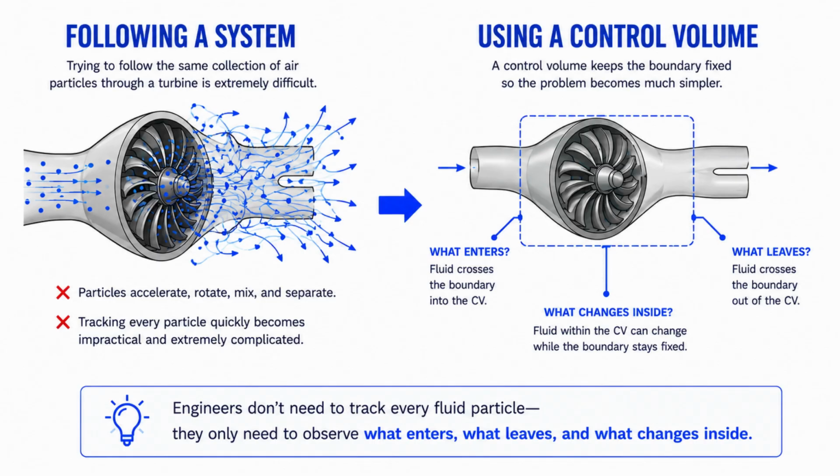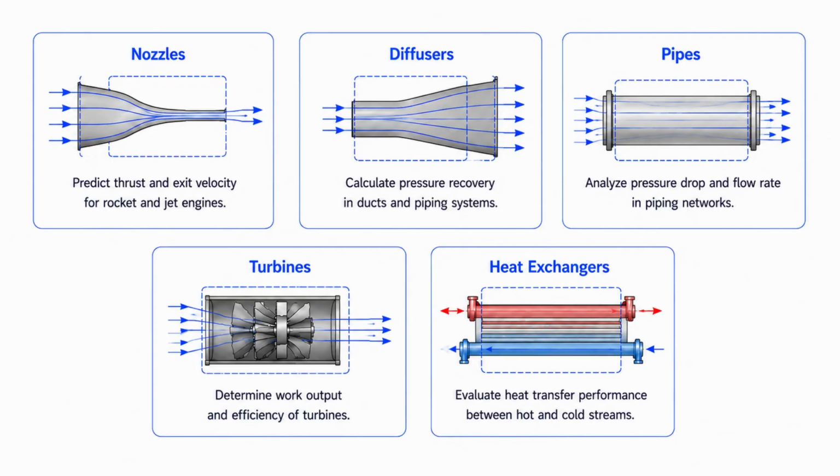Following a system may sound straightforward, but it becomes difficult in real fluid systems. Imagine trying to follow the same collection of air particles through a turbine. Those particles may accelerate, rotate, mix, and separate as they move through the machine. Tracking every particle individually would make the analysis extremely complicated. A control volume simplifies the problem by keeping the boundary fixed. Engineers only need to determine what enters, what exits, and what changes inside. Because the control volume remains fixed, conservation laws can be applied to practical engineering equipment. This approach works for steady and unsteady flows, as well as simple and complex geometries. The same control volume method can be used throughout fluid mechanics.